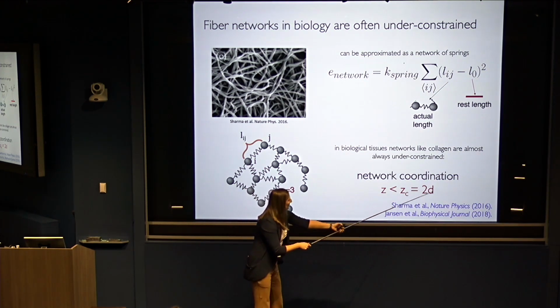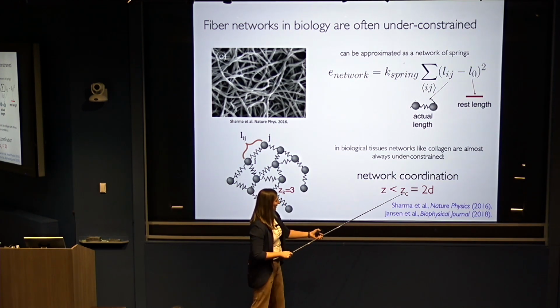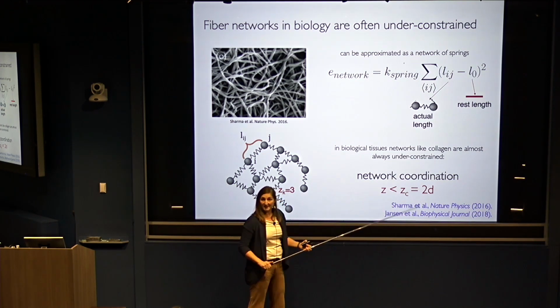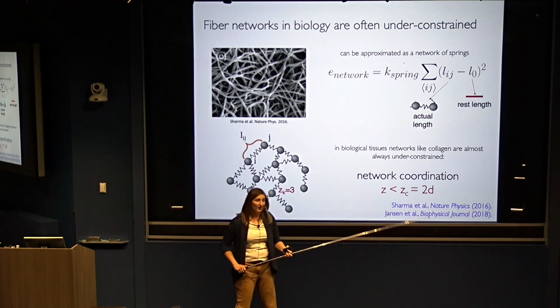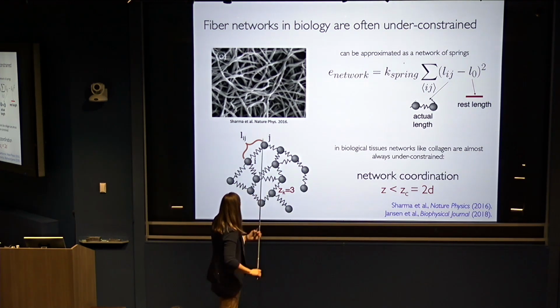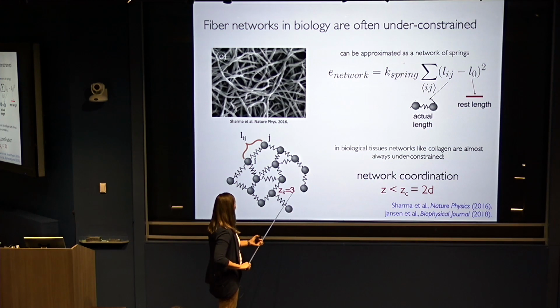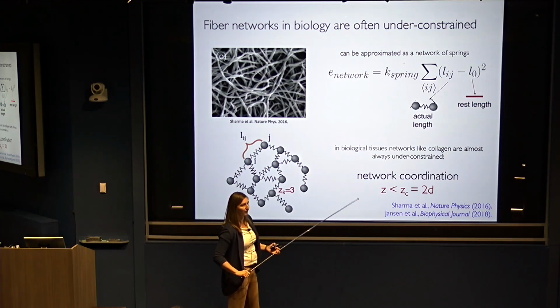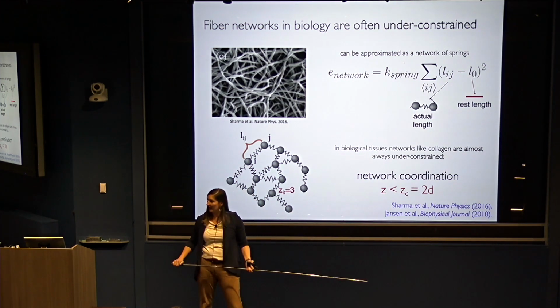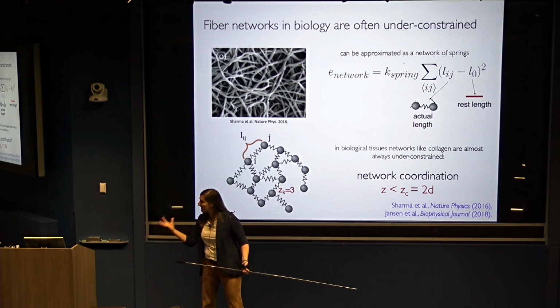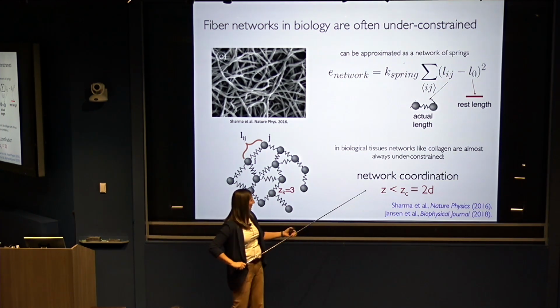And so it's the same exact counting. If I have a coordination that's less than 2D, then this system will be under-constrained. And actually, if you look at collagen networks in biology, they really have coordination numbers that are 3 or 4. So they really are under-constrained. So they should be floppy. They should always be floppy, right, by this constraint counting.